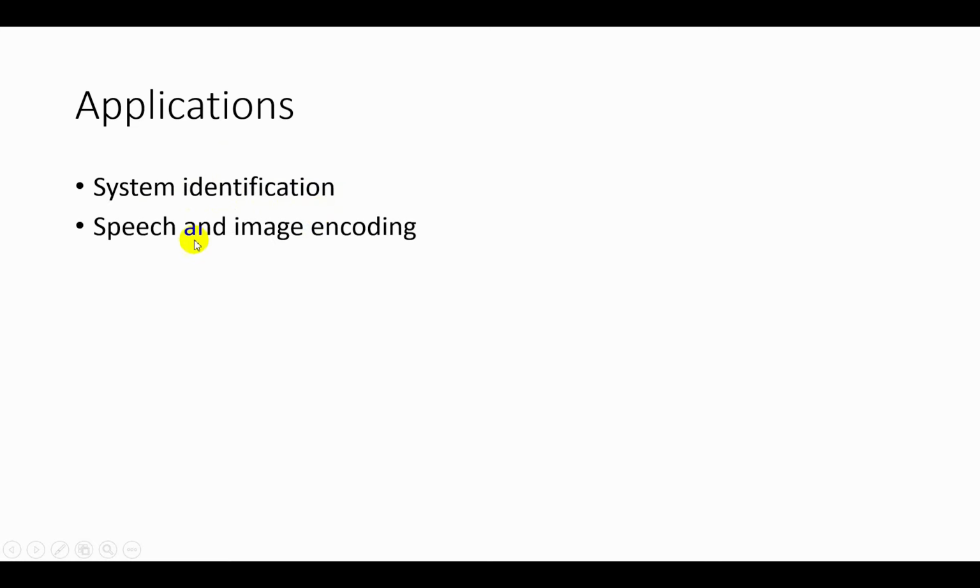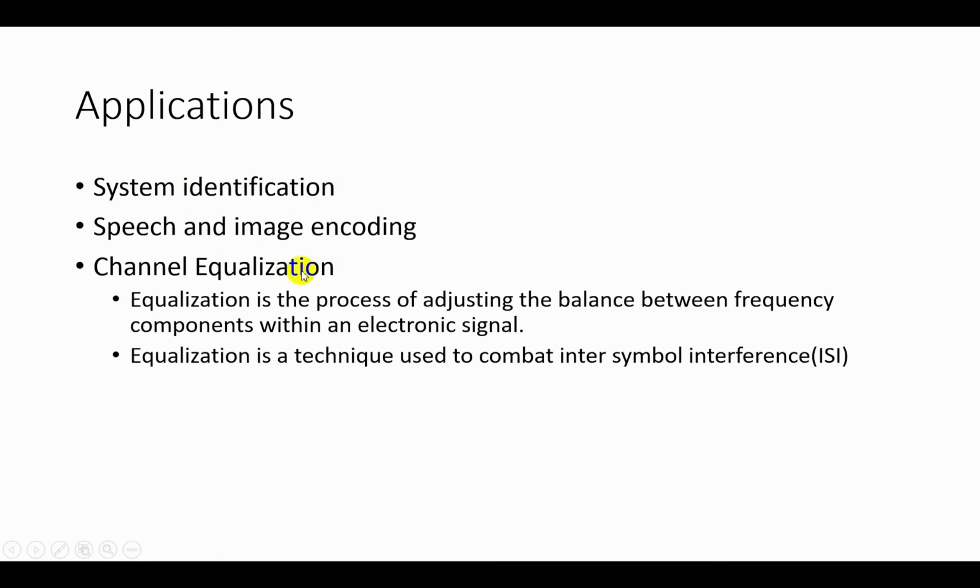Adaptive filters are used in different applications. It is used for system identification. Suppose we don't know the function of the system, we can identify it with the help of the adaptive filter. Then for encoding speech as well as images, the adaptive filter can be used. Then for channel equalization, we can use this adaptive filter. This equalization technique is used to rectify the intersymbol interference problem. Equalization will adjust the balance between the frequency components within an electronic signal.